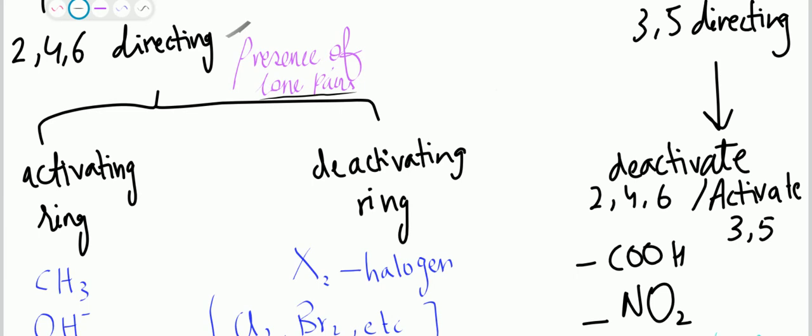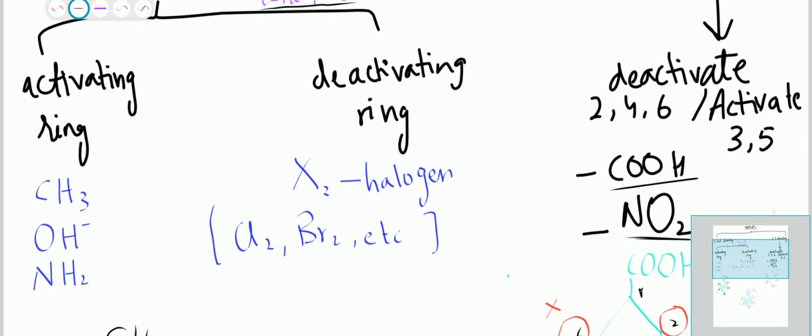These groups are the functional group of the carboxylic acid, which is this part, COOH, and we have NO2. These both groups, when they're attached to position number 1 on the ring, deactivate position number 2, 4, and 6, and they activate position number 3 and 5. Let's see.